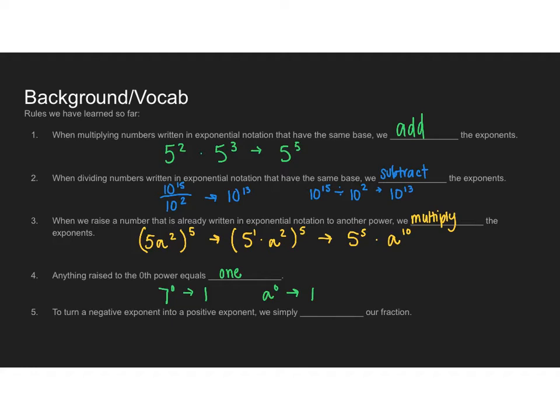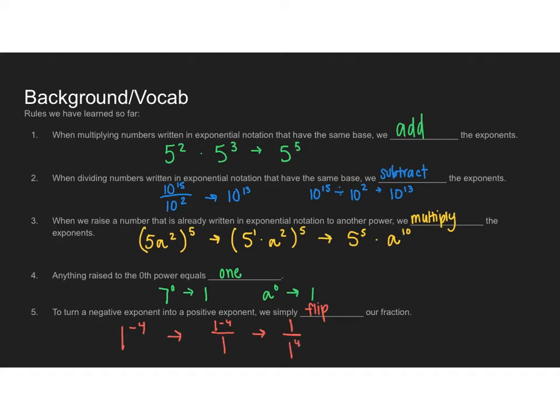And then the rule that we learned yesterday was that to turn a negative exponent into a positive exponent, we simply flip our fraction. So if I have 1 to the negative 4th, I'm going to write this as 1 to the negative 4th over 1, and then I'm just going to flip it upside down. And when I do that, that exponent becomes positive.